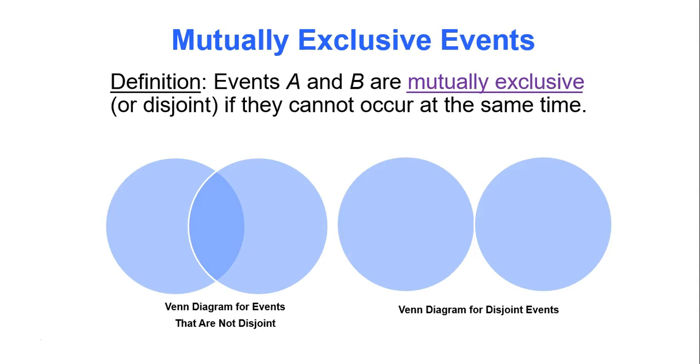Another definition. We call events A and B mutually exclusive or disjoint if they cannot occur at the same time. So if I have two events, event A, event B, if they have overlap of their outcomes, some of their outcomes are the same, then they are not disjoint. They have overlap. Now, if events A and B have no overlap, there's no outcomes that are the same, then they are disjoint. They have nothing in common.